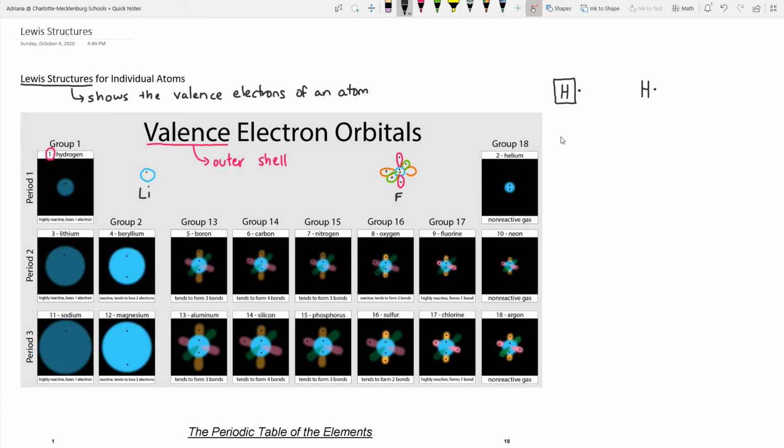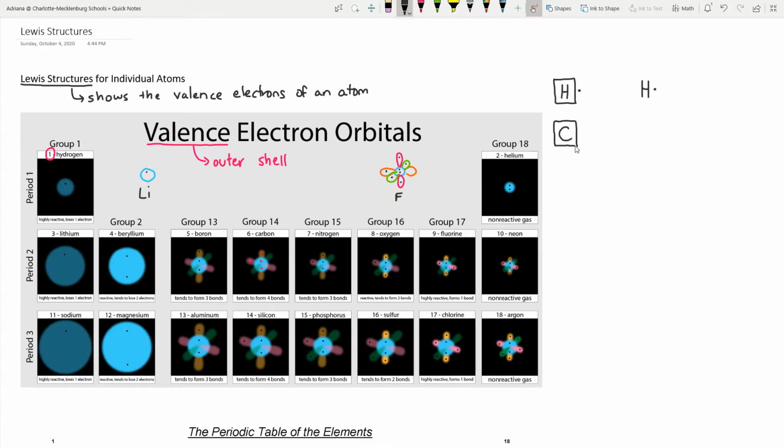And then if I wanted to do, for example, let's go all the way to carbon right here. Now, carbon, we know that carbon has 6 electrons, right? But how many valence electrons does it have? Well, it's got 1, 2, 3, 4 valence electrons. So let's do one for carbon. I'm going to draw my element symbol, which is just a capital C. I'm going to put my box around it.